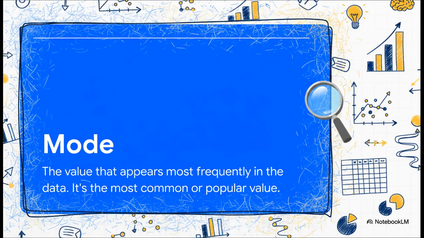And our third tool is the mode. This one's super simple. What if you just want to know what was most typical? What value showed up the most often? That's the mode. It's not about the average, not about the middle. It's just about what's most popular or common.